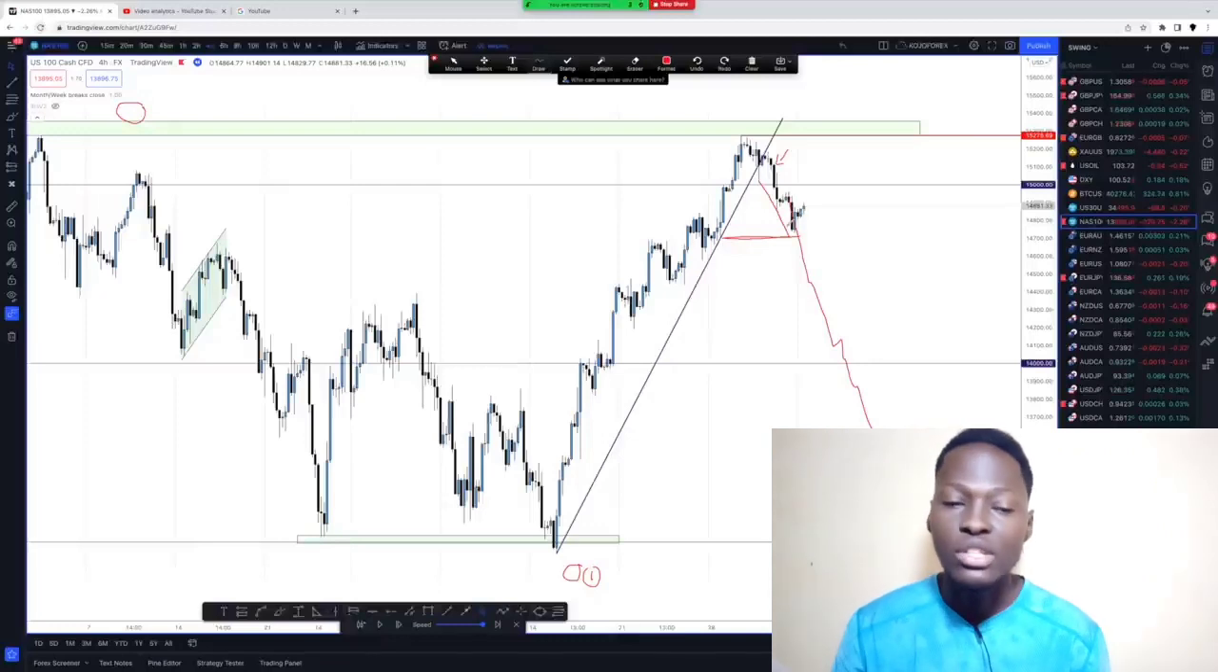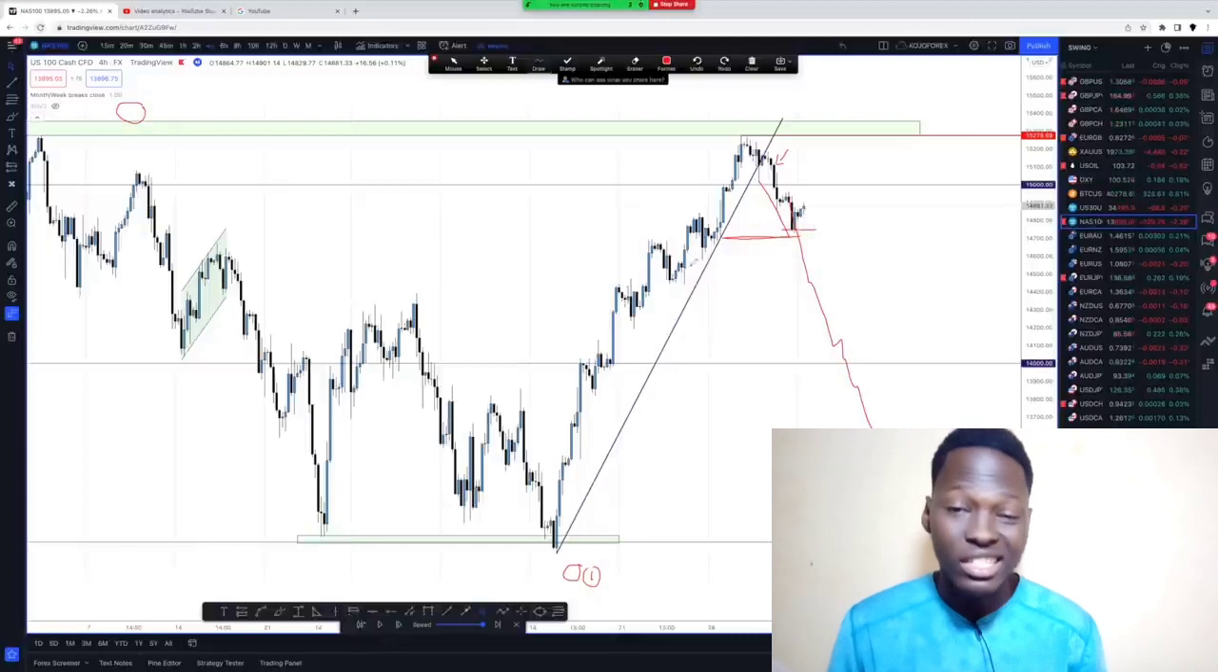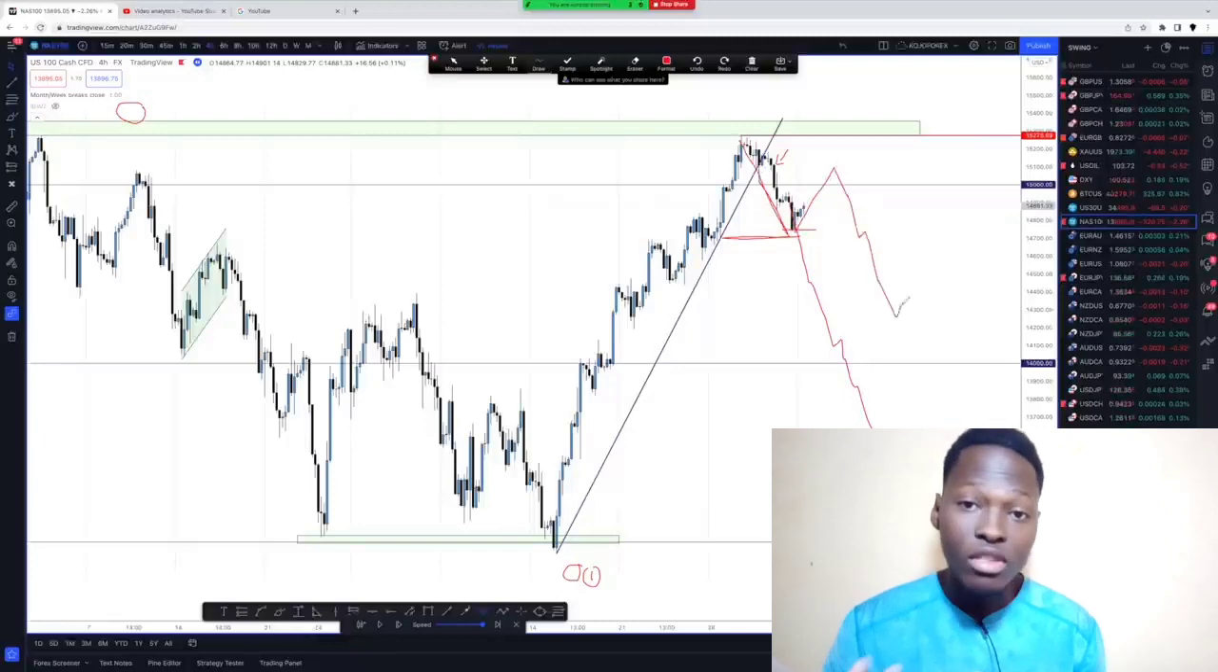In this kind of setup, we eventually had Fibonacci also playing out, market structure changing, because the trend line has been broken, structure has been broken. So all you expect is the market creating a lower high and then continuing with a lower low scenario.